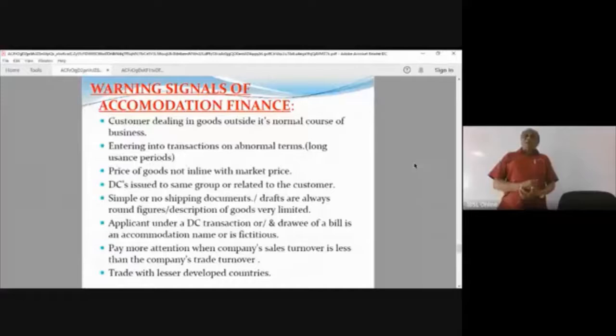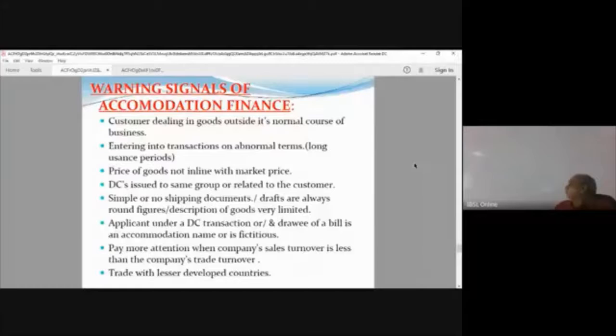We don't know whether a good buyer has become greedy, so we have to check. Entering into transactions on abnormal terms, a long usance period that we discussed, price of goods not in line with the market price, all warning signals. The LC is issued to the same group or a party related to the customer. Simple or no shipping documents, drafts are always round figures, description of goods very limited.